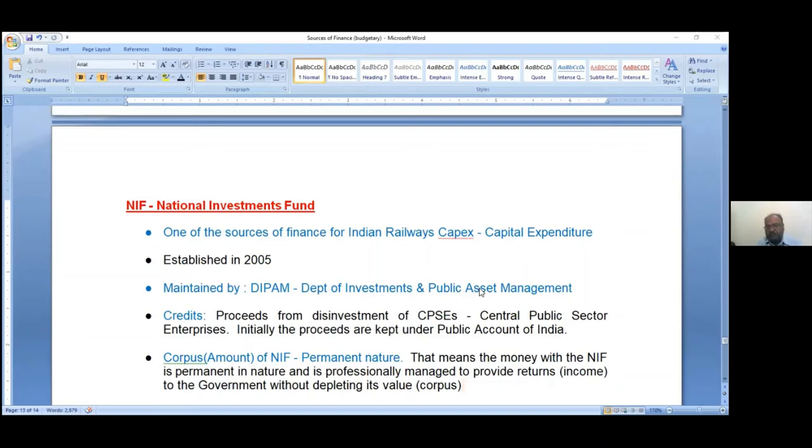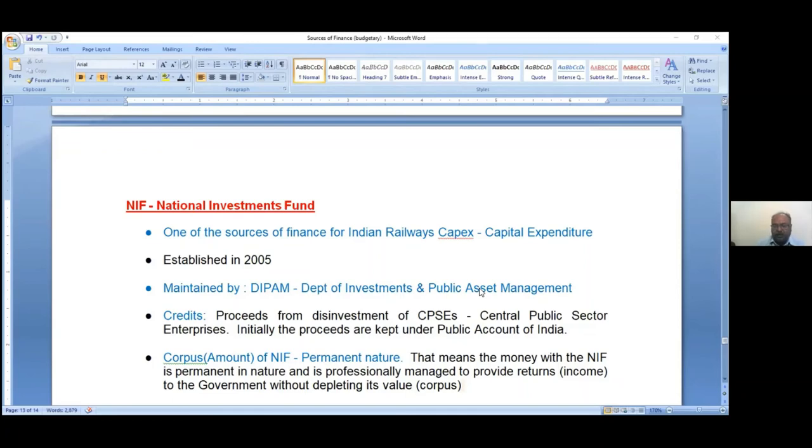Why? Because these funds we should not utilize for any other work. It is of corpus nature. Corpus nature means permanent nature. So whatever the money credited to the National Investment Fund, you should not use this principal amount for any infrastructure project. Only the interest earned on this corpus we are utilizing for infrastructure.